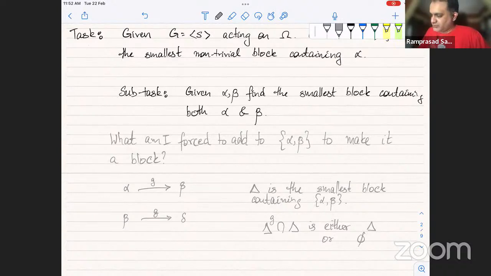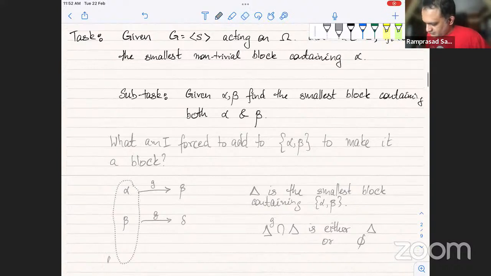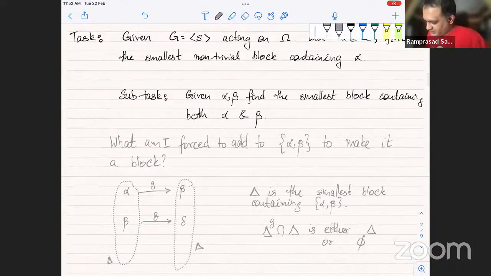Okay. So suppose delta was some element like this. This is my delta, in the sense that there is alpha and beta, but there are a bunch of other elements. I don't know what they are. And application of G maybe takes it in, I don't know, this is what my delta par G is going to be.